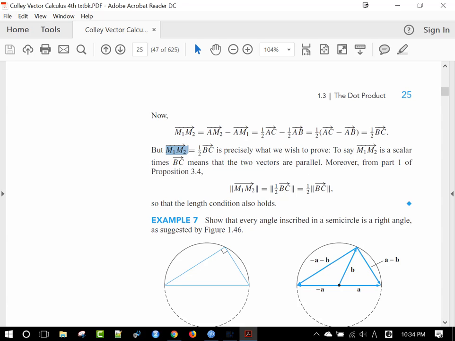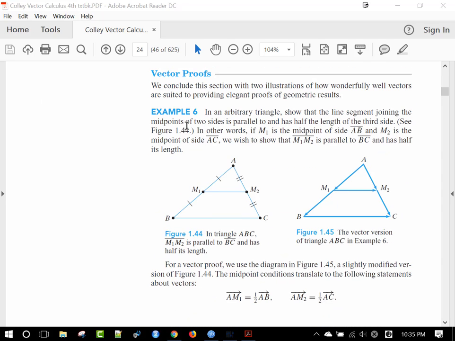And also from part 1 of proposition 3.4, we have that the magnitude of this equals half, or we're doing it here. The magnitude of this equals the magnitude of this, but we can factor out the 1/2. So we get the magnitude of this is 1/2 the magnitude of that. That was the other thing we wanted to show. Okay, that was a nice proof of the fact that this is half the length of this, and these two are parallel. So we used vector geometry to do that.